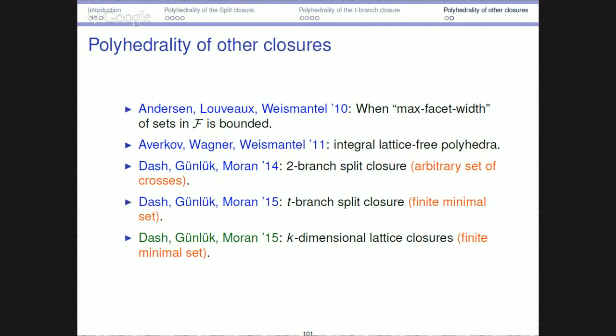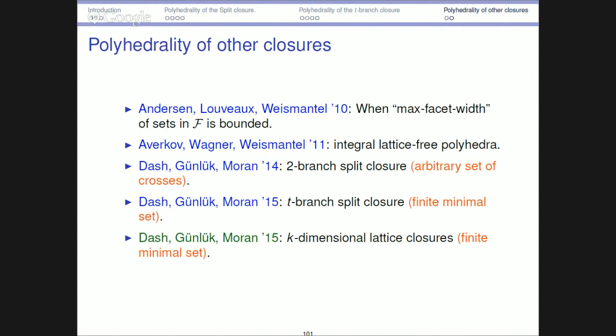What else do you have? This result I mentioned before, this generalization of splits. Instead of splits, you consider max facet width bounded lattice free sets. They proved that it's polyhedral. They proved that for these integral lattice free polyhedra, this closure is also polyhedral. These lattice free sets have integral vertices.